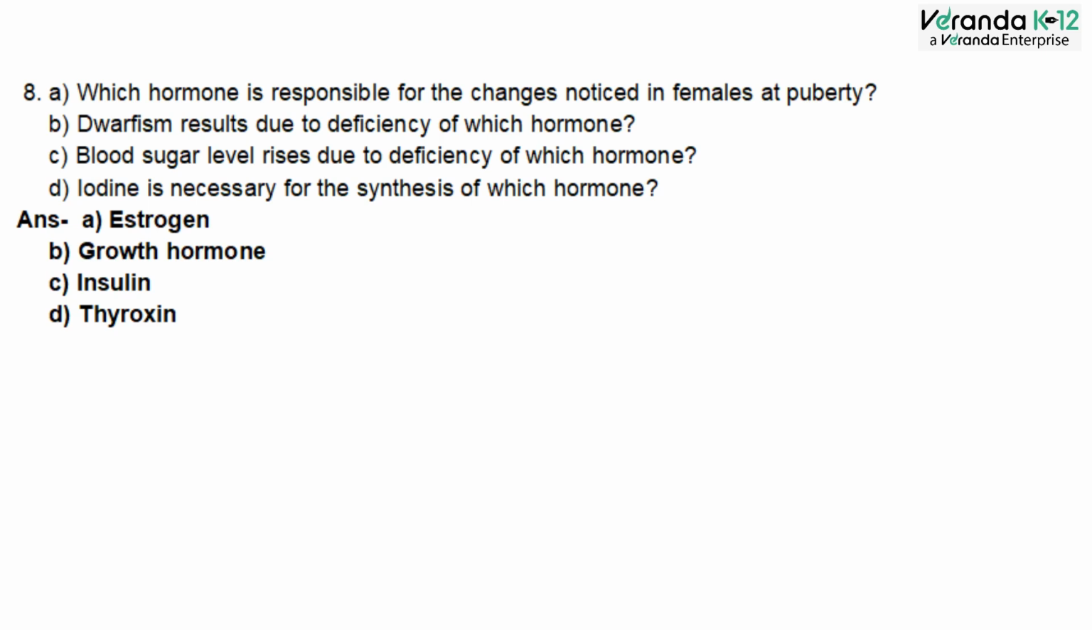D. Iodine is necessary for the synthesis of which hormone? The answer is, iodine is very important for making the hormone thyroxine in the thyroid gland. Without iodine, problems like goiter can occur.